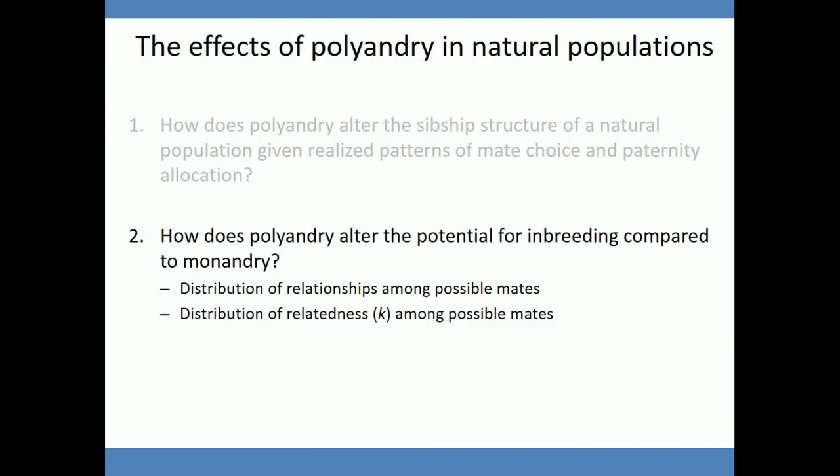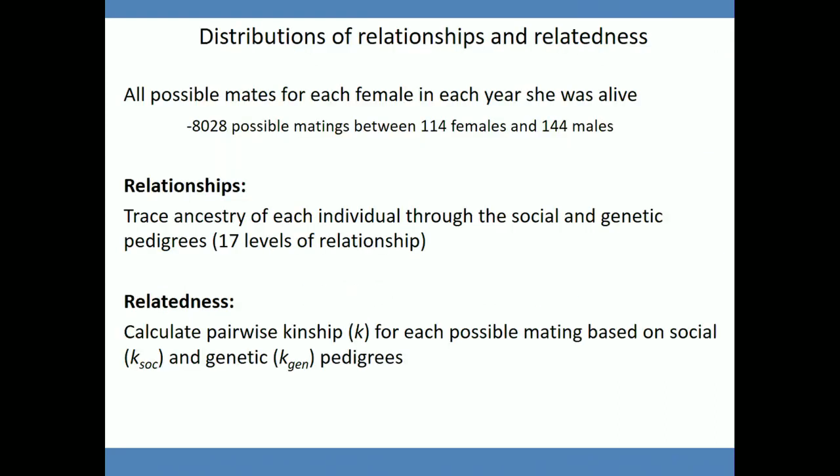So going back to this main question, how does polyandry affect the potential for inbreeding? We again took all these females and worked out all the males that she could mate with over her lifetime. So all the males that were alive in the same years that she was alive. And then we trace the ancestry of both members of that pair up through both the social and genetic pedigree at 17 levels of relationship, which I'll show in a second.